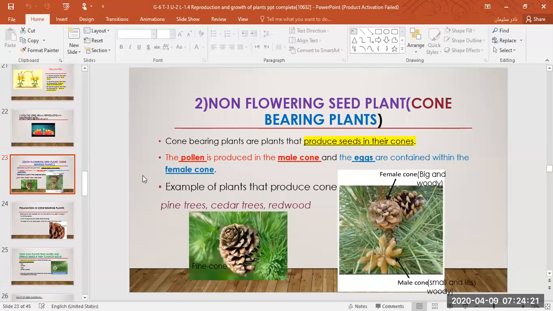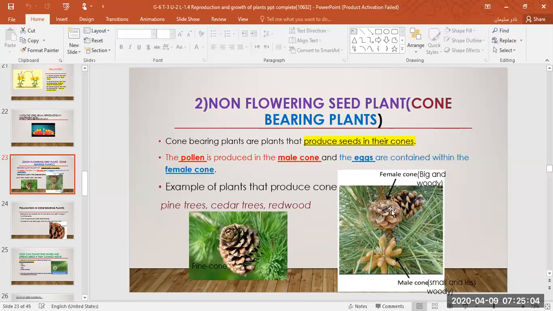If we speak now about non-flowering seed plants, as we said, they are also named cone-bearing plants. These plants lack flowers. Instead of flowers, they have reproductive parts called cones, where seeds are formed. So they produce seeds inside their cones by sexual reproduction also. And here we have pollen, and here we have eggs. And as you know, pollen is produced from the male part.